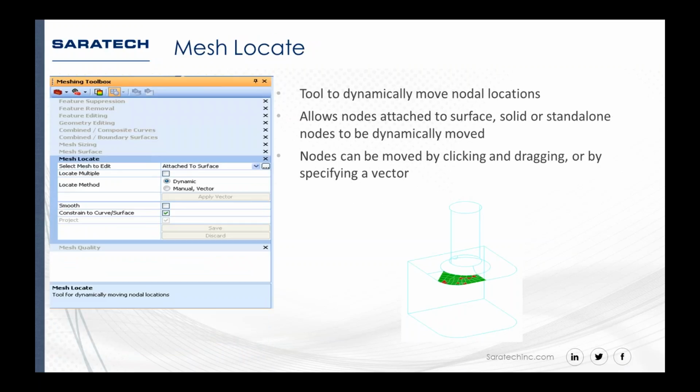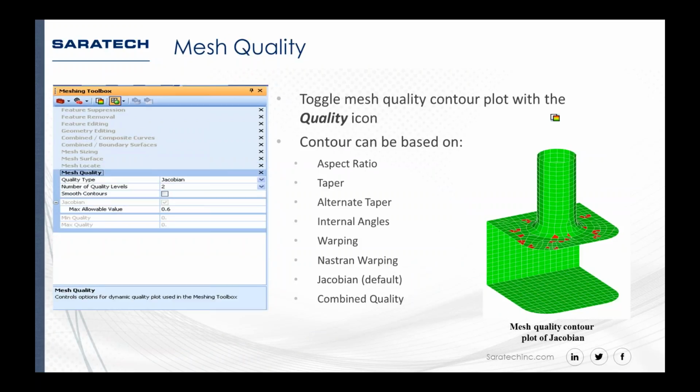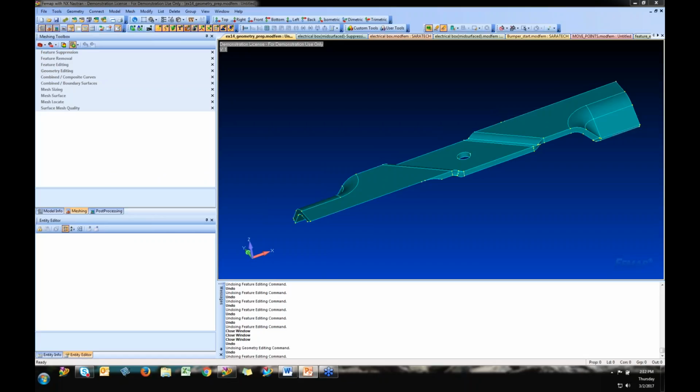Mesh locate. This is a way to dynamically move a node. You can take a node and drag it to wherever you want. You can specify it by a vector and things like that. So this is a way to dynamically move nodes. And the last one in the list is mesh quality. This just gives us a fringe plot of our mesh quality. One nice thing is you can turn on this mesh quality plot and make changes, and you'll be able to see the mesh quality update. Inside here we can do FEMAP checks and Nastran checks of different types of element quality, so aspect ratio, warping, taper, things like that. Okay, so let me hop over to FEMAP and show some of these things. I think it's better to see a lot of these things.